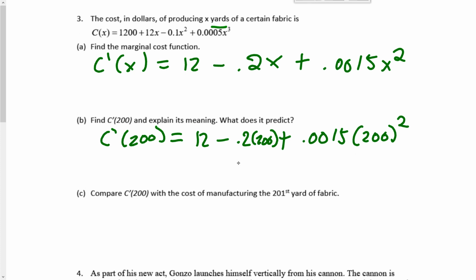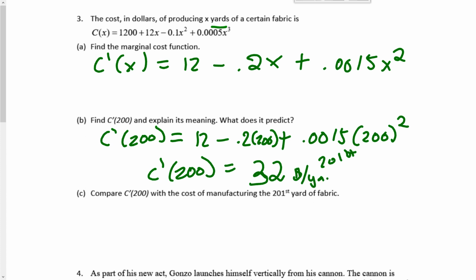So we go ahead and plug that in, and we get C prime of 200 equals 32. So that means to produce the 201st yard, the next yard, it's going to cost 32 dollars per yard. So dollars per yard. So that's what it's going to cost to produce the next one.